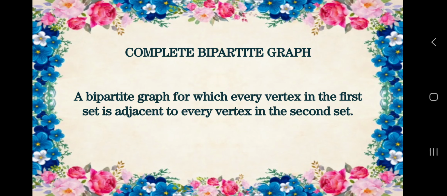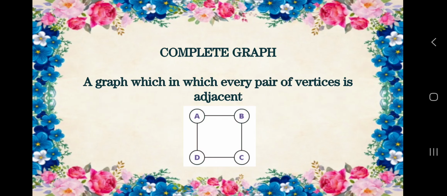Next is the complete bipartite graph. It is a bipartite graph for which every vertex in the first set is adjacent to every vertex in the second set. So if my graph is of this form, we call it a complete bipartite graph. Next is the complete graph, a graph in which every pair of vertices is adjacent. In this diagram, we can see A, B, C, D are all adjacent.